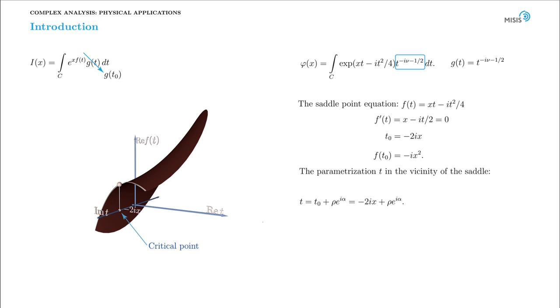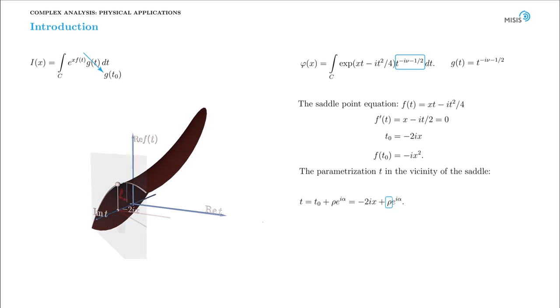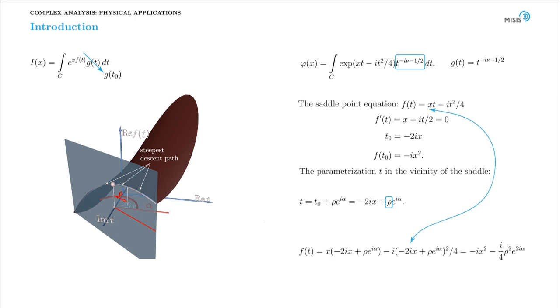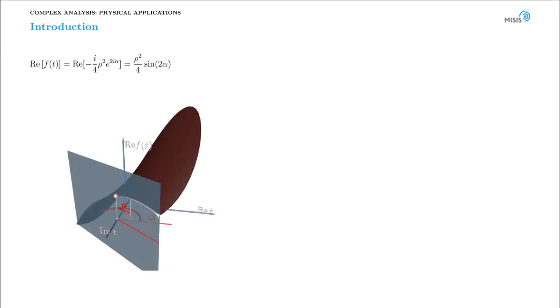What is good about this parameterization is that the modulus of the complex number, rho, basically measures our deviation from the saddle, and the angle alpha is to be chosen in the steepest descent direction. So now we rewrite the function f of t as follows. As expected, the behavior of the exponent is quadratic in deviation rho. There are no linear terms. The real part of f of t looks rather simple. The steepest descent corresponds to the maximally negative deviation from the saddle.